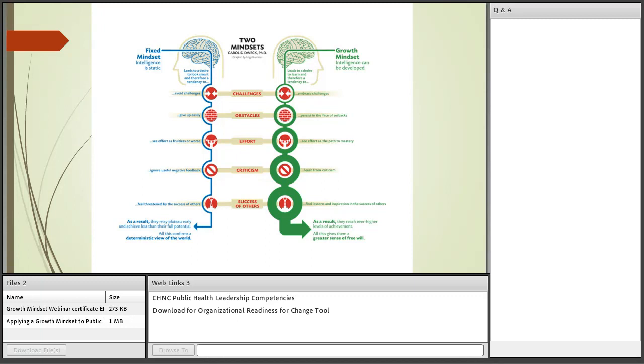And then there's the piece around criticism, where fixed mindset individuals ignore useful negative feedback. On the other side, growth mindset individuals learn from criticism. And then there's the success of others, where fixed mindset individuals often are threatened by the success of others, versus those in the growth mindset, who find lessons and inspiration in the success of others. So as a result, growth mindset individuals reach ever higher levels of achievement.